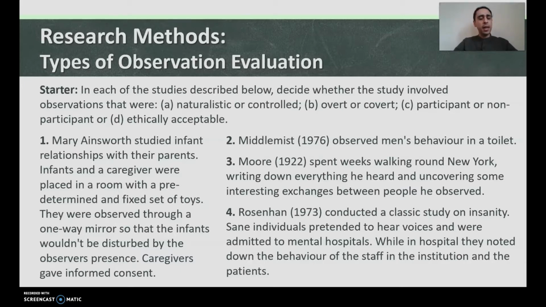Number three, Moore in 1922 spent weeks walking around New York, writing down everything he heard and uncovering some interesting exchanges between people he observed. Okay, naturalistic or controlled? I would say definitely naturalistic. It's in New York City. It's in the streets, okay? So it's going to be naturalistic. Overt or covert? This is covert. People aren't aware that he's observing them or writing down their behaviors. Participant or non-participant? This is participant. He's pretending to be another person on the streets, just walking around.